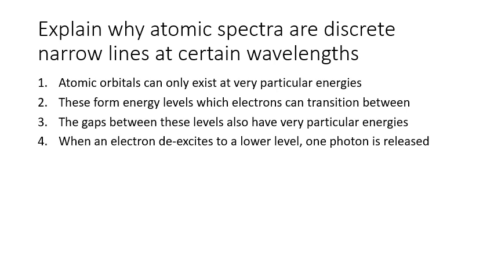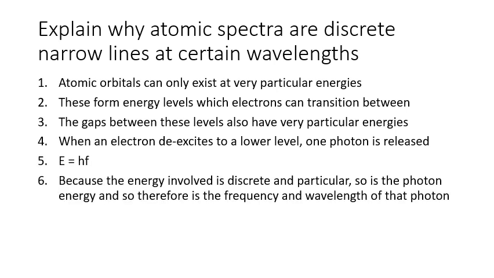When an electron de-excites to a lower level, a photon is released. That's how the electron gets rid of its excess energy. It releases a photon. And of course, the energy of that photon is described by E equals hf. You can just put E equals hf in brackets in your answer to the question, and you've ticked a box on the mark scheme.